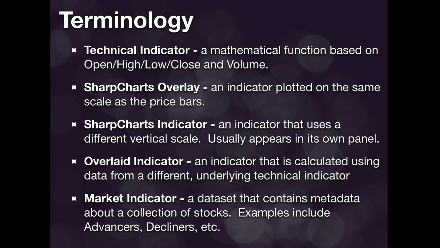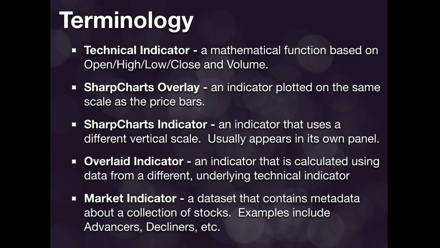Next down, we've got overlaid indicators. An overlaid indicator is an indicator that is calculated based not on the original open, high, low, close, volume from the stock that you're charting, but instead on another indicator. So, for instance, the RSI is an indicator calculated based on a stock, but you can also create a moving average of that RSI. That's what I mean when I say an overlaid indicator. It's an indicator that is calculated based on another indicator, which in turn is usually calculated based on the stock. So keep that in mind as well.